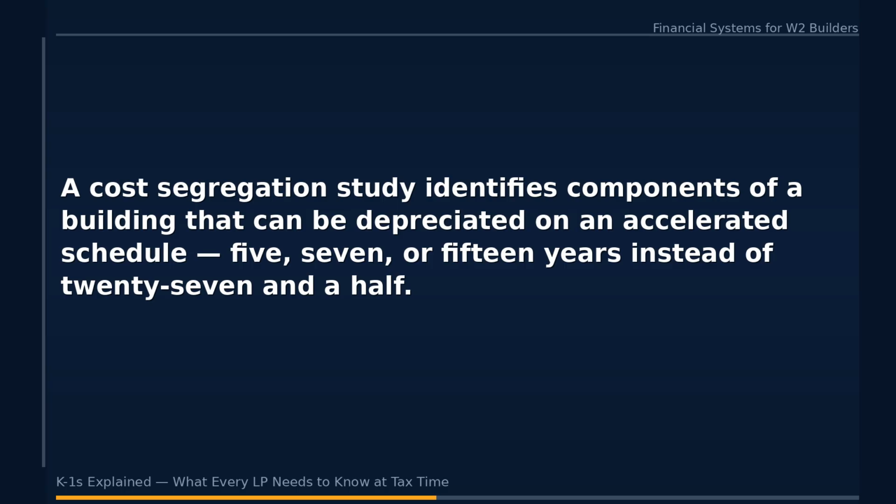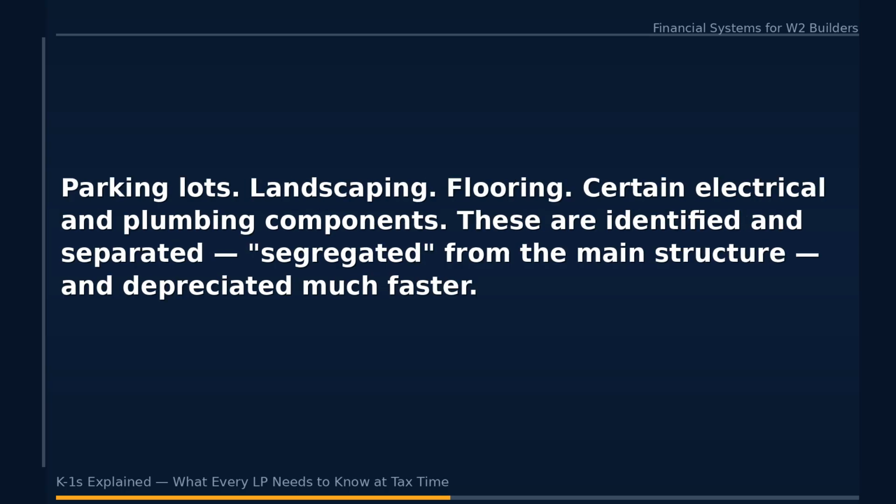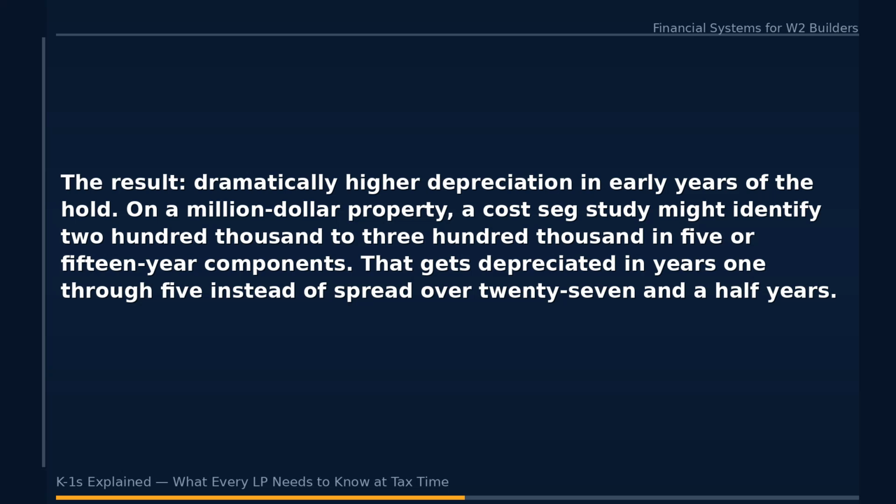Parking lots, landscaping, flooring, certain electrical and plumbing components. These are identified and separated, segregated from the main structure, and depreciated much faster. The result: dramatically higher depreciation in early years of the hold. On a $1 million property, a cost seg study might identify $200,000 to $300,000 in 5 or 15-year components. That gets depreciated in years 1 through 5 instead of spread over 27.5 years.